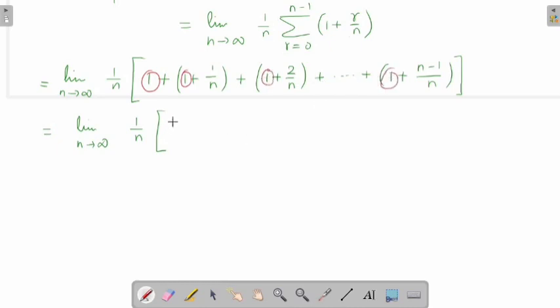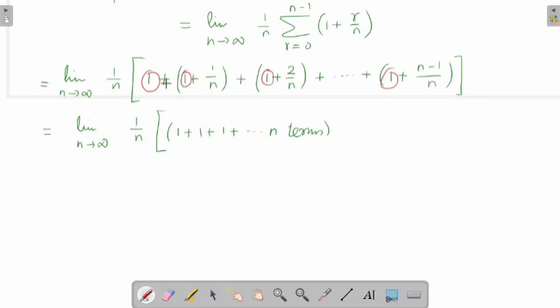We will keep them on one side. So we have 1 plus 1 plus 1 plus, but how many ones? That's the question. From r equals 0 to n minus 1. If you count r equals 0 as the first term, then n minus 1 will be counted as the nth term. You have n minus 1 terms if you count from 1, but if you count 0 as 1, then n minus 1 will be counted as n. So basically there are n terms. Be very careful. This is your first sum.